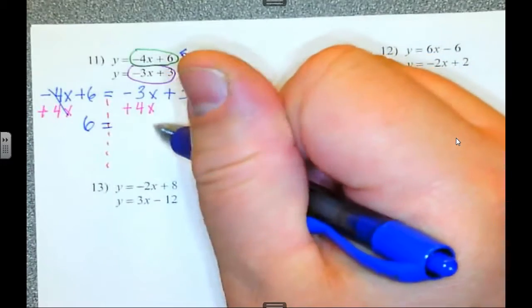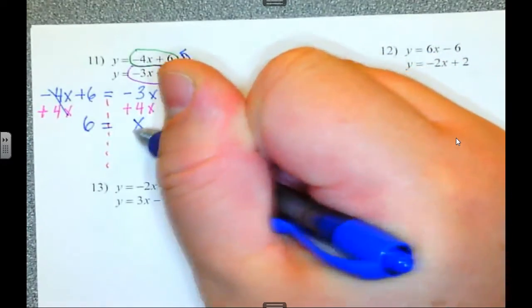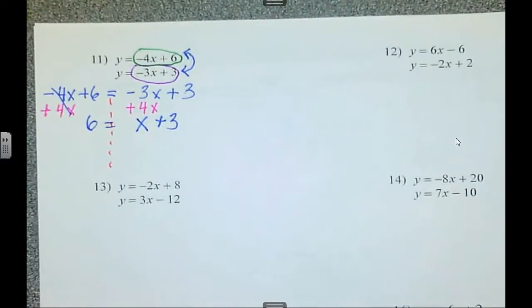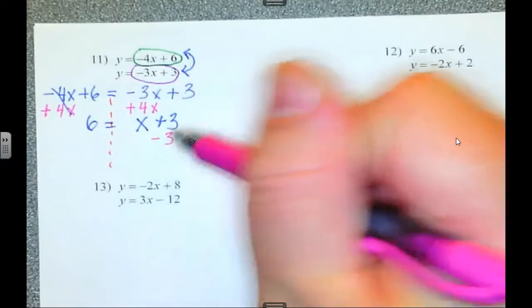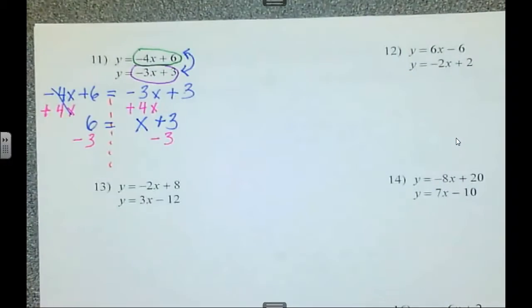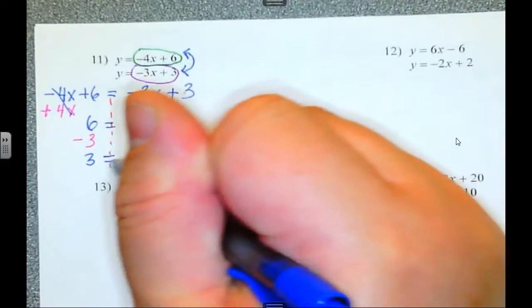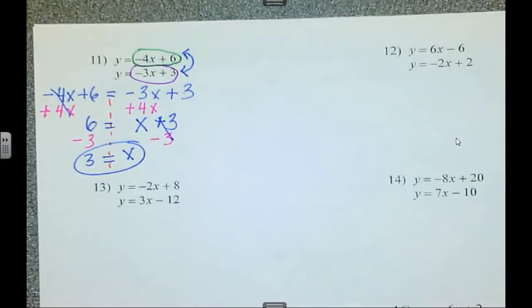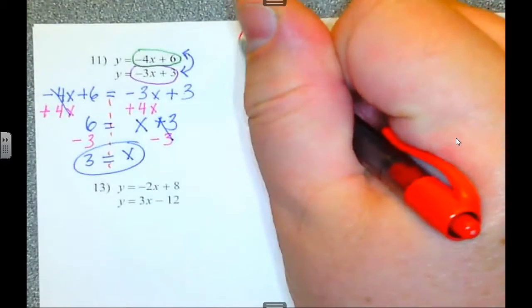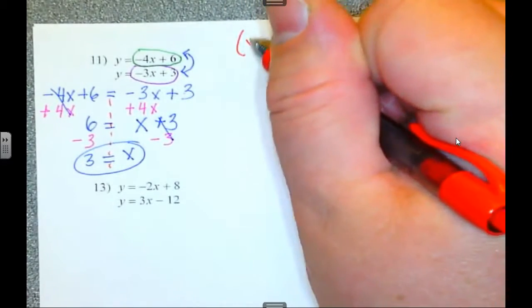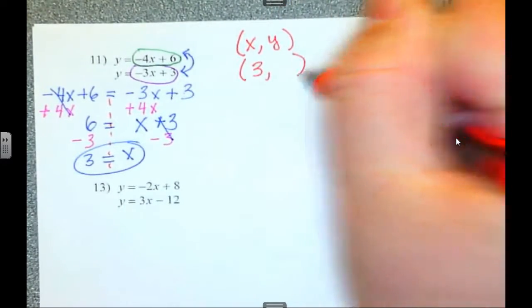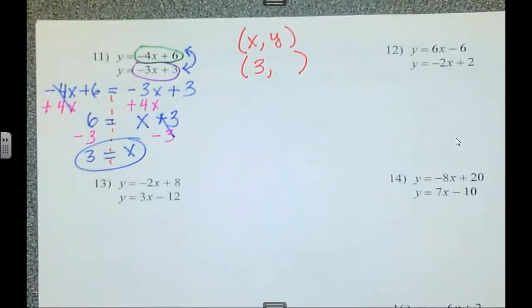Okay, negative 3x plus 4x is 1x, or just x. Bring down the plus 3. Then I'm going to subtract 3 from both sides. Six minus 3 is 3. The 3's add up to 0. That equals my x. So my x coordinate of my ordered pair is 3. And I have to find out what y is.